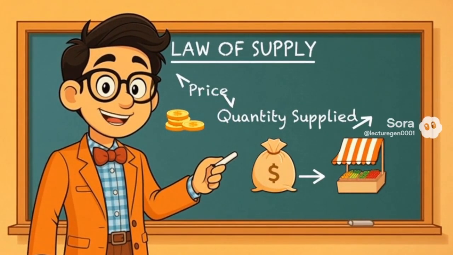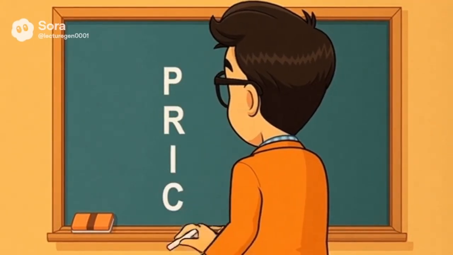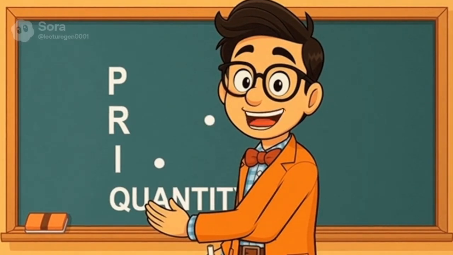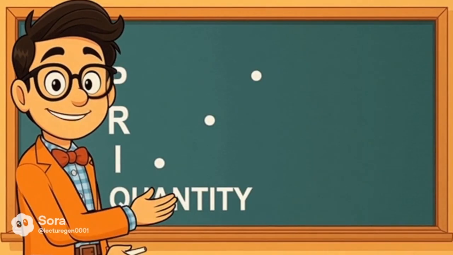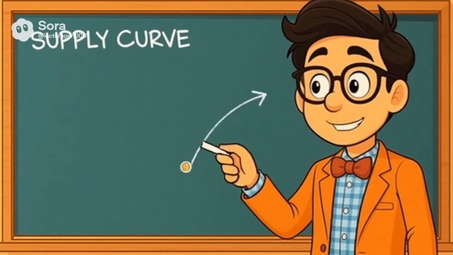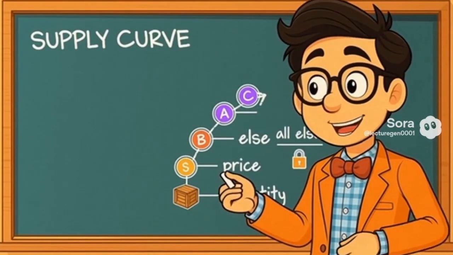Higher prices give producers more incentive to bring goods to market. When we graph supply, price goes on the vertical axis and quantity on the horizontal. The curve slopes upward from left to right, showing that positive relationship. Each point on the curve shows how much of a good a producer is willing to sell at a specific price, assuming all other factors stay constant.